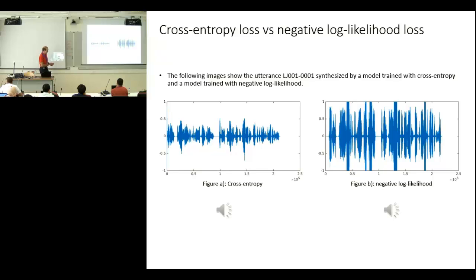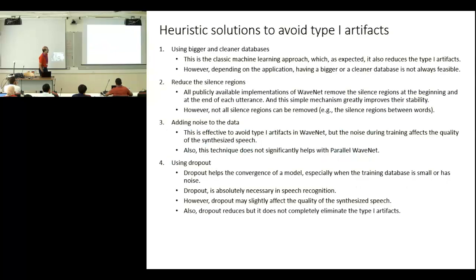For sure, you will not want a system like that in production. It creates instabilities. This is the type 1 artifacts that I told you before. How to solve these problems? One of the best solutions is using bigger and cleaner databases. However, this is not always possible because it's very expensive to have bigger and cleaner databases.